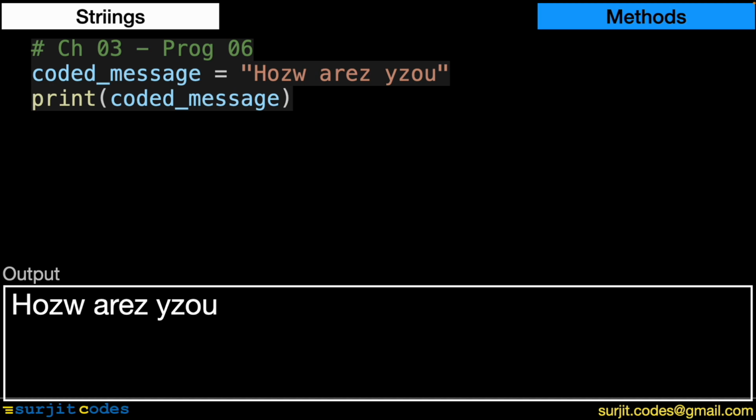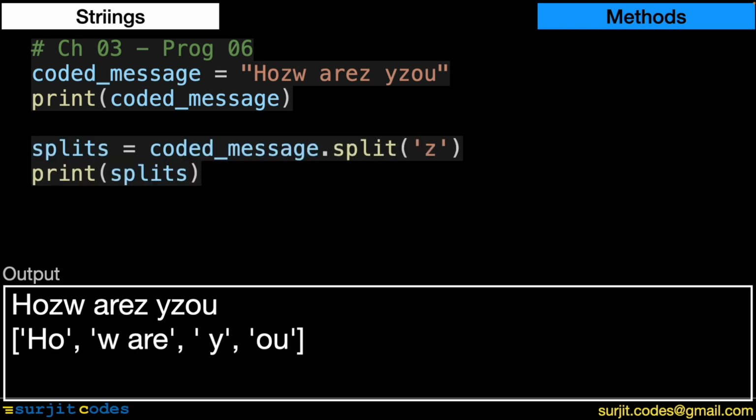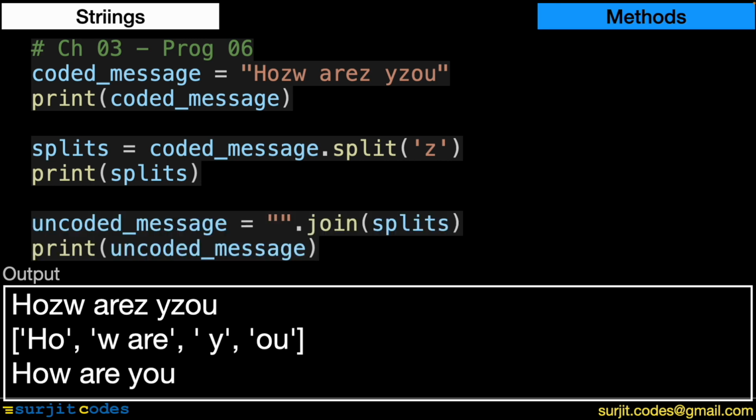Consider this coded message in which z is placed randomly at various places. We want to remove all z's to read it easily. We will perform the decoding in two steps. Split method is helpful in this case. Split z generates a list of strings that we obtain after breaking the coded message at all z's. We save them in a list variable named splits and print it. Now we join all the items of this list with an empty string in between and the job is done.